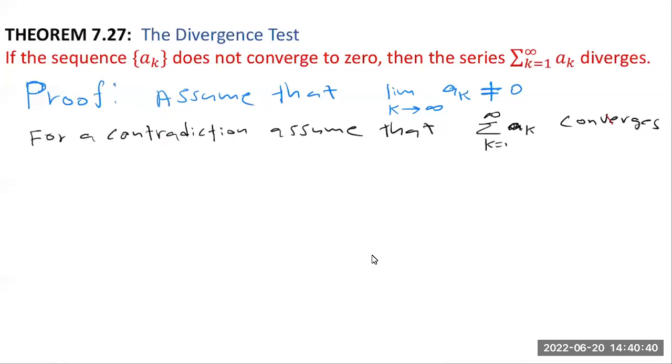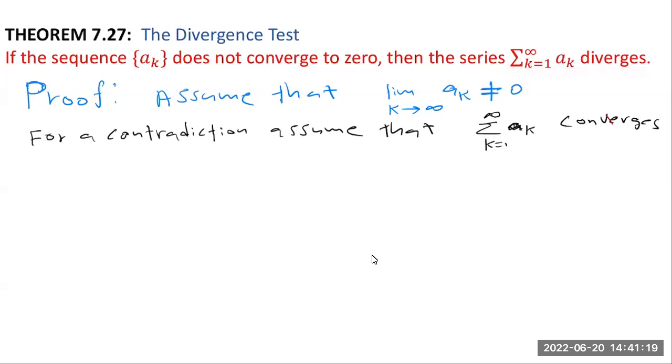All right, first, I want to go over this theorem, the so-called divergence test. Here is what the statement of the theorem tells us. If the sequence a_k does not converge to 0, then the series sum from k equals 1 to infinity of a_k diverges. This theorem helps us to determine when a series could diverge. That's why we call this the divergence test. Again, if the sequence a_k does not converge to 0, then the corresponding series sum from k equals 1 to infinity of a_k diverges.